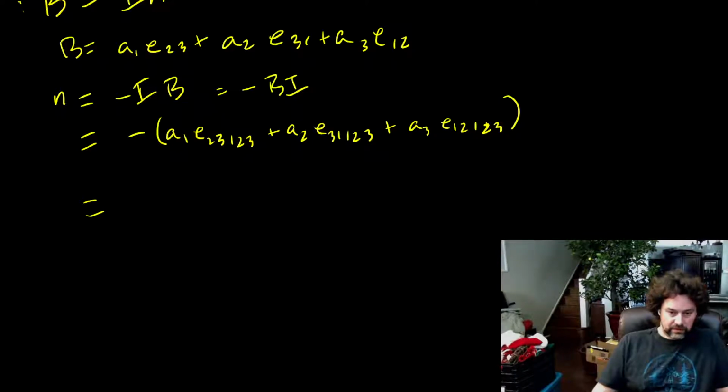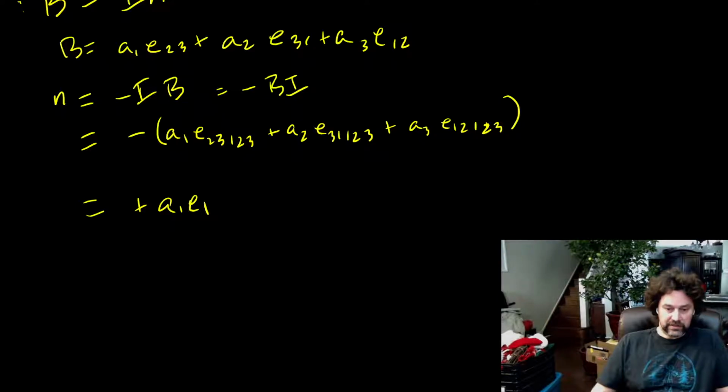And so e2 times e3 times e1 times e2 times e3. We can permute this so that it's e2,3 squared times e1, which is minus 1 times e1, so minus 1, and we're left with plus 1. So that is plus a1 e1.